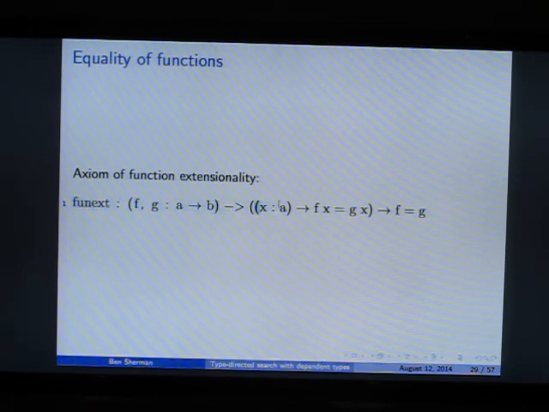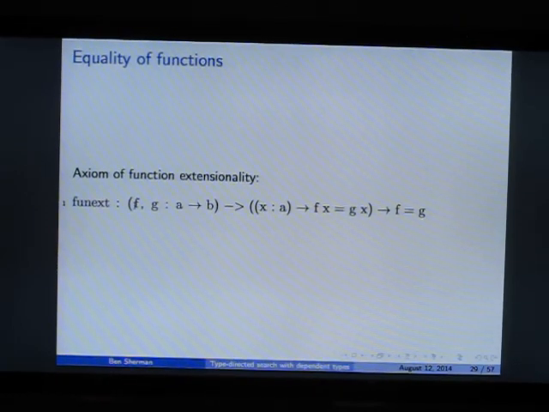That if they result in the same value for all inputs, then they're the same. And I kind of don't like this in a sense. I think it's too strong. It says that your efficient algorithm is the same thing as your inefficient algorithm, that they are equal in whatever sense that means. And how do you test that?